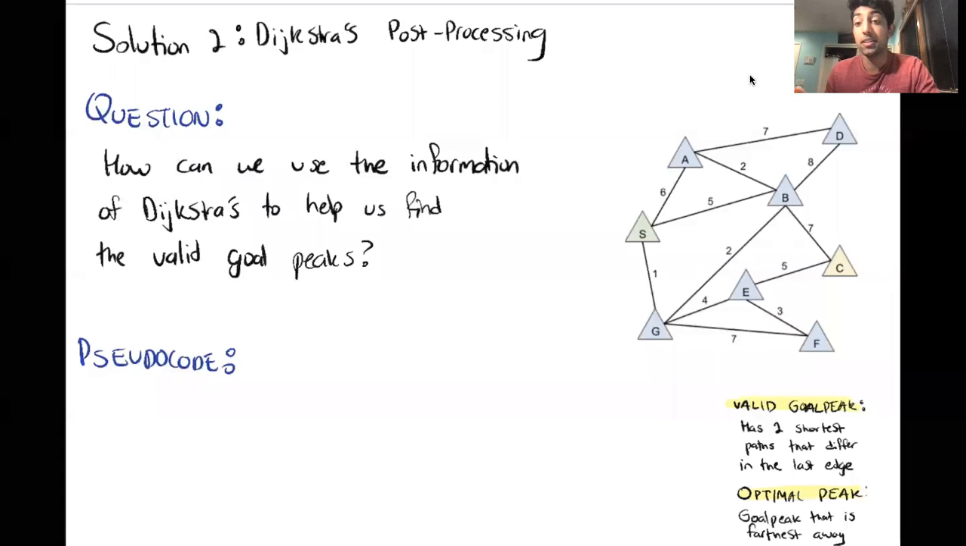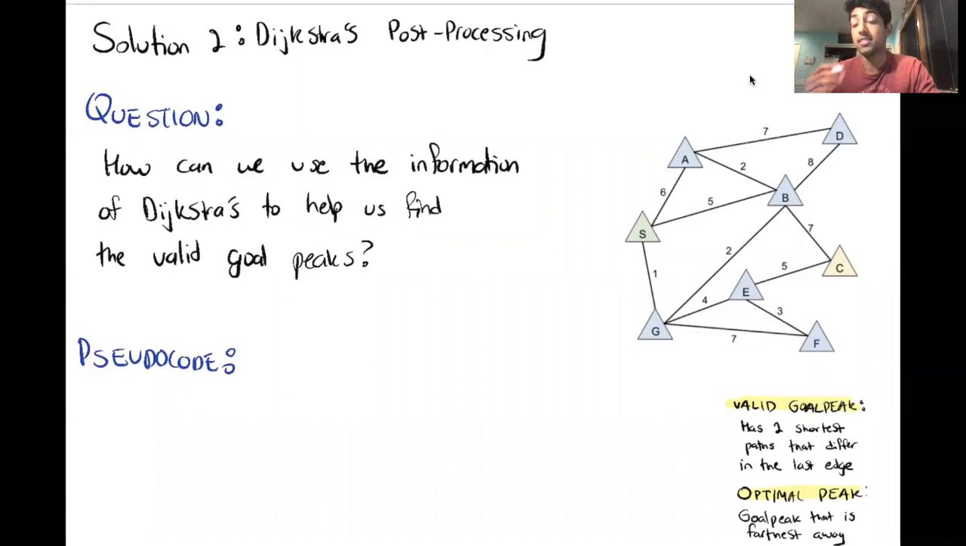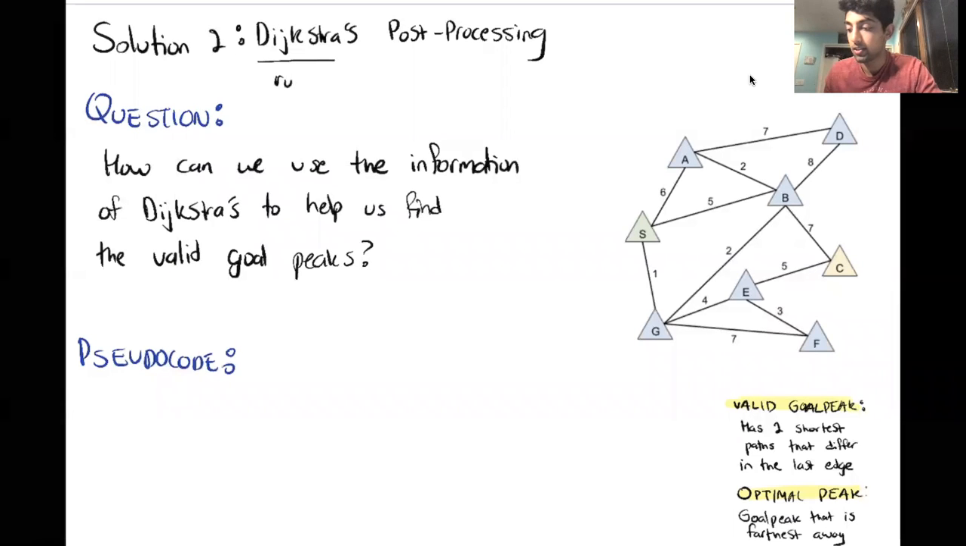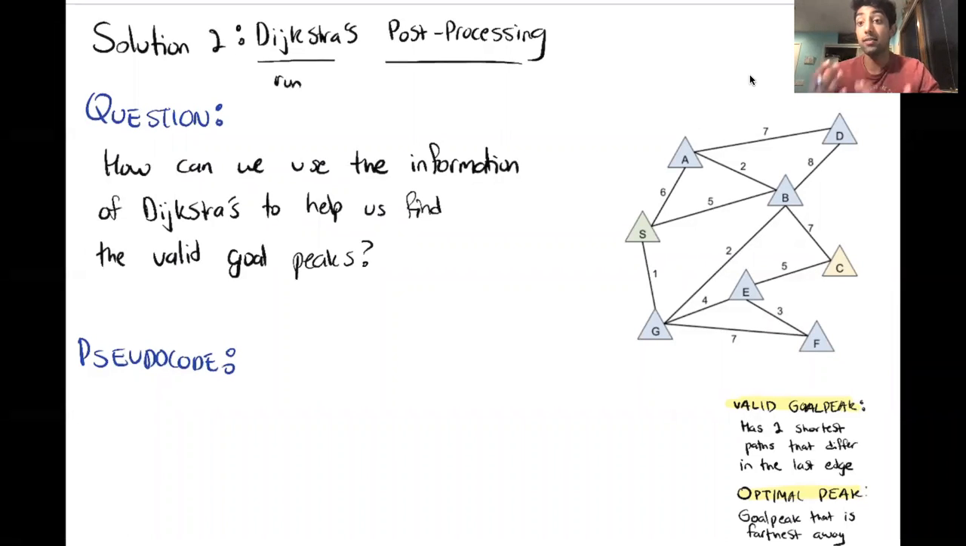Hi everyone, this is going to be a video walkthrough for question 10b, and I'm going to be going over the second solution, which is a Dijkstra's post-processing. What Dijkstra's post-processing means is that we first run Dijkstra's, and then we use the information of Dijkstra's to help us solve the problem, right?